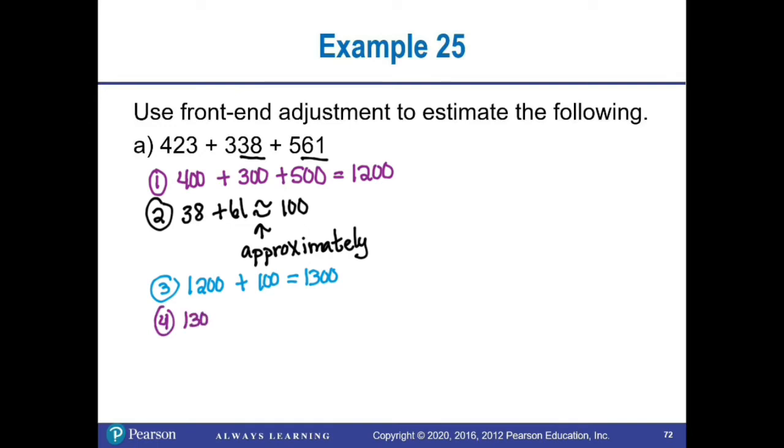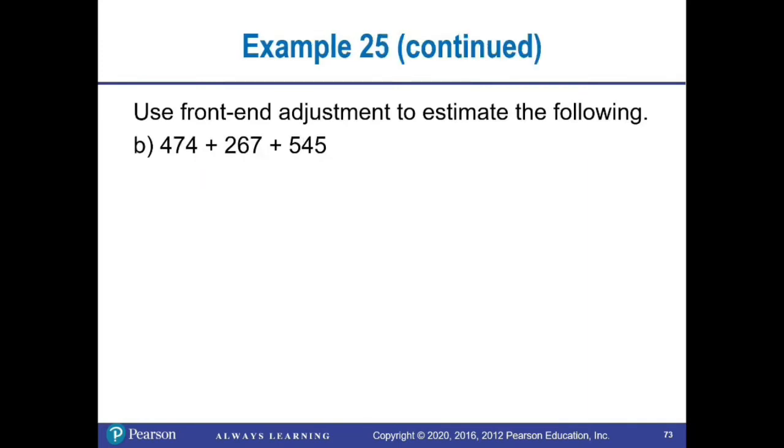I haven't used the 23. I'm going to round 23 to 20, and 1300 plus 20 is 1320. This is our approximate answer. Let's look at another example.